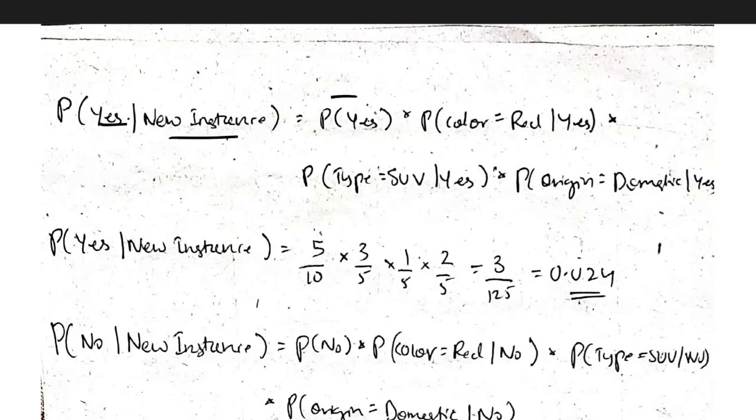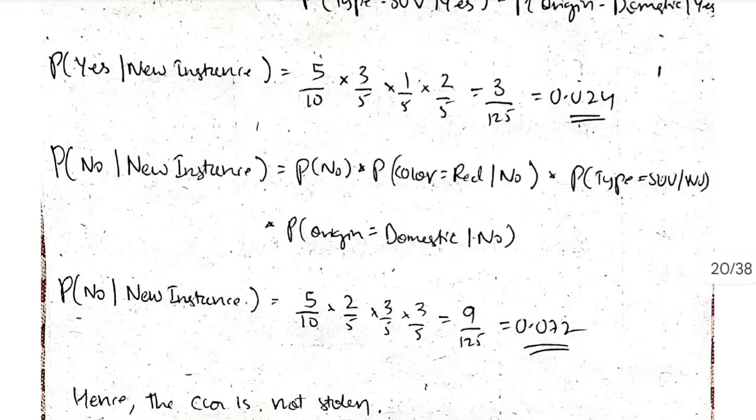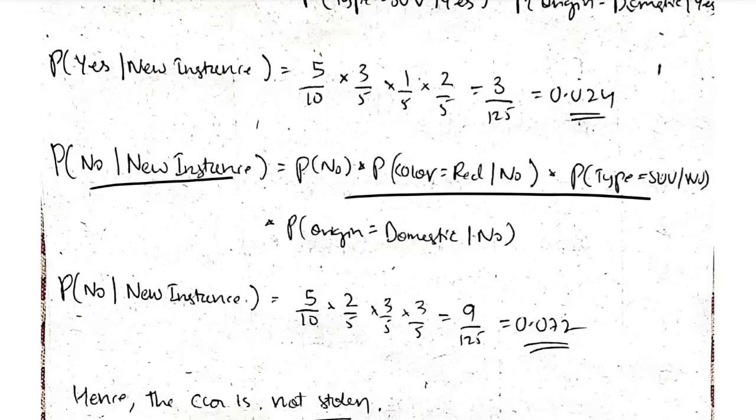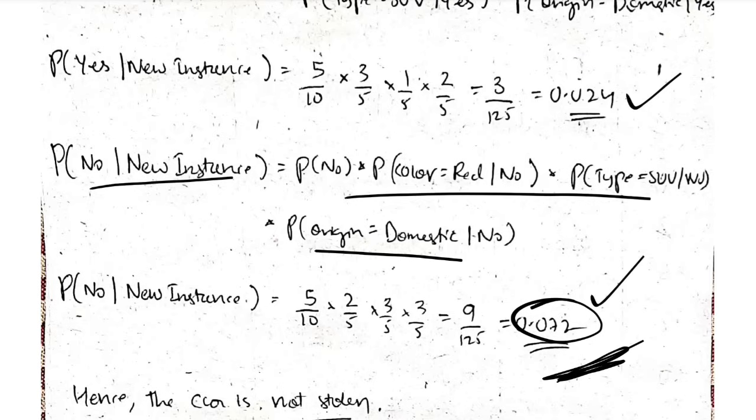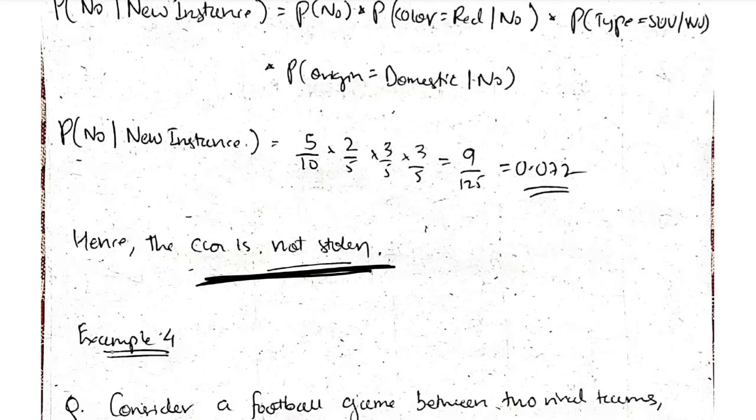Yes and new instance. Probability of yes multiplied by red with yes, SUV with yes, and domestic with yes. Substitute and calculate, keep it as such. Do the same thing for no also, substitute the values and calculate, keep it as such. Which is more? This one is more means it is no. Hence the car is not stolen.